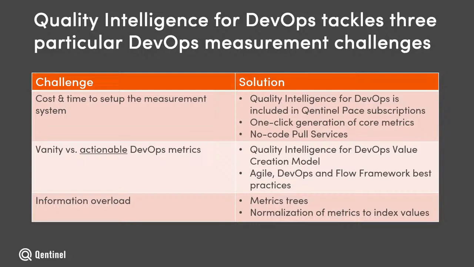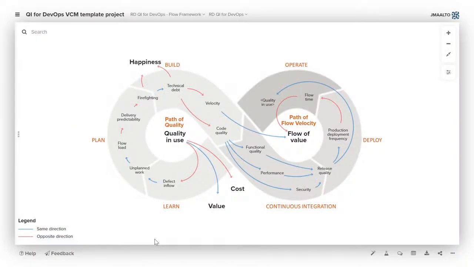Now, let's have a look at the DevOps value creation model. This is the DevOps value creation model. We have modeled the DevOps cycle as an infinity loop where we plan a bunch of features, build them, integrate and test, and then deploy to production, where we operate the new release. We want to learn from each cycle around this loop.